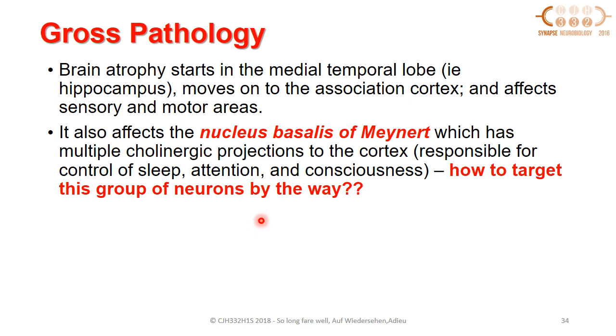Do you remember what the synthetic enzyme is for acetylcholine? I could use acetylcholinesterase. There's a slightly better one than acetylcholinesterase. Yes? So I could use ChAT, or choline acetyltransferase, which is the synthetic enzyme, to target a gene that might be useful in delaying the onset of Alzheimer's disease.